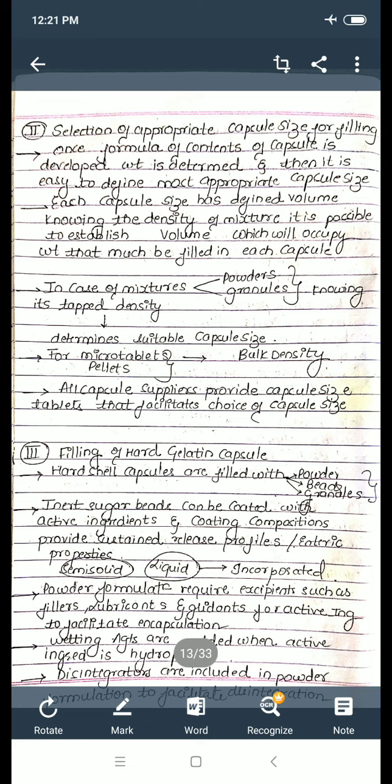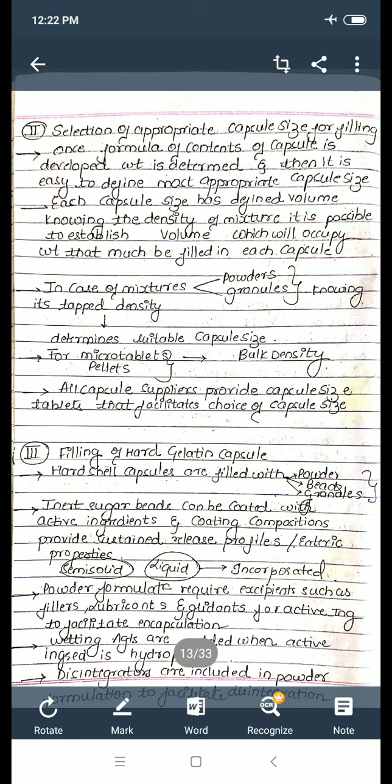The third important point to be considered for hard gelatin capsule formulation is the filling of the hard gelatin capsule. Here hard shell capsules are filled with powders, beads, or granules, and inert sugar beads can be coated with active ingredient, and the coating composition provides a sustained release profile or has an enteric property. So in case of hard gelatin capsule, solid, semi-solid or liquid can be incorporated in the capsule shell.